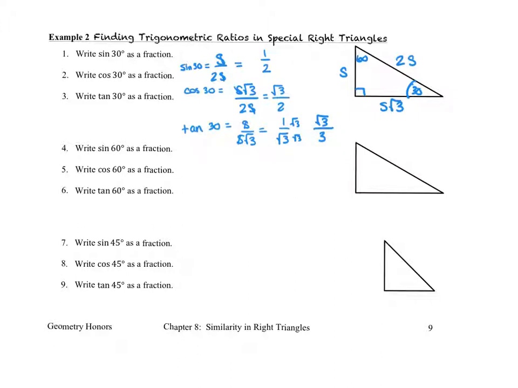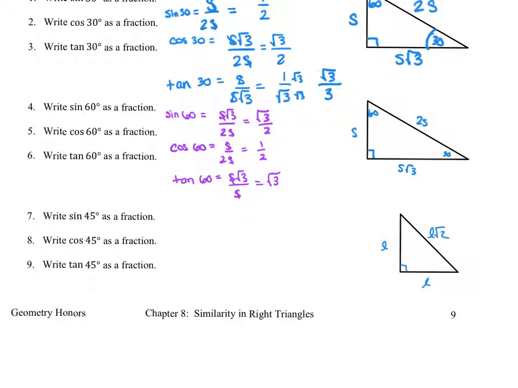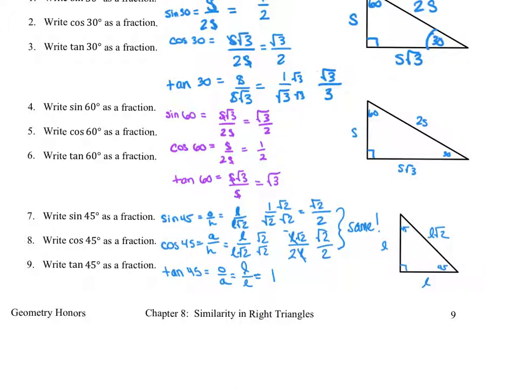So you can try the next two. I'll pause the video, and when you're ready, hit play so you can see the answers. For the last one, I did L, L, and L radical 2. You could also do x, x, and x radical 2. So notice sine and cosine are the same for the 45, 45, 90. And tangent of 45 will be 1 because it's the legs over each other.